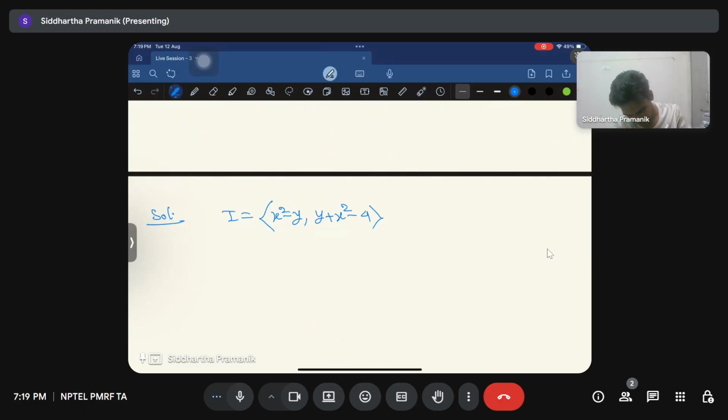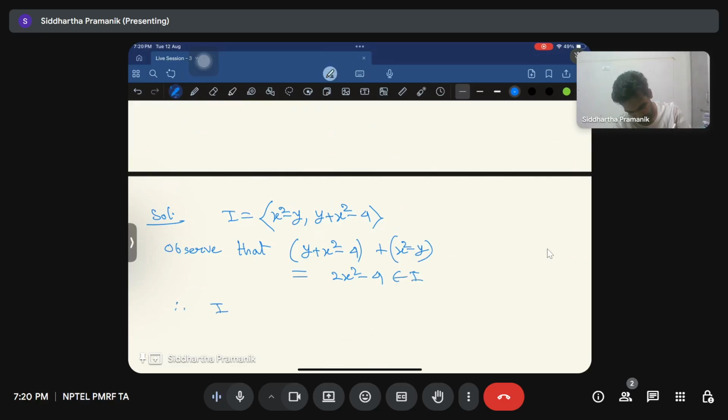Now observe that, if I subtract this one from this generator, what will we get? y plus x square minus 4 minus, okay, let's add, not subtract. Then we will get 2x square minus 4. So this is also in the ideal I.